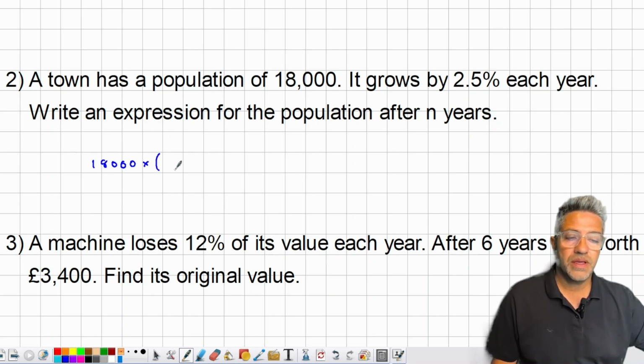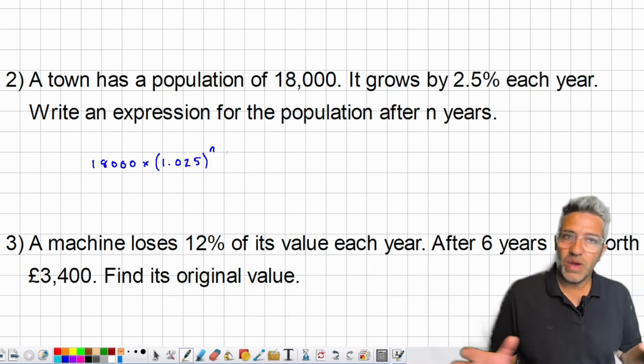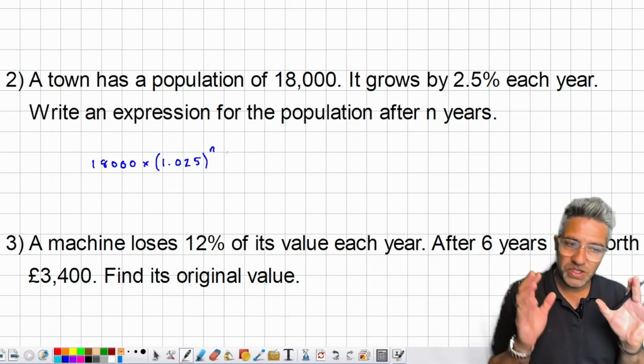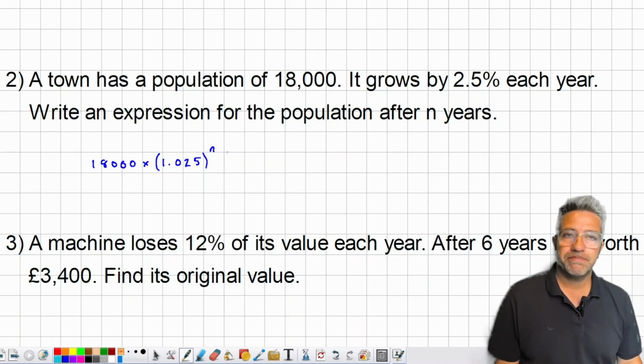times our percentage growth, exponential growth, is 2.5%. So using the multiplier method, that would be 1.025 in brackets. And our power always gives us our time frame, n years. So to the power n. And that is it. We haven't got to work anything else out. We're just writing the expression. Let's take a look at question 3.